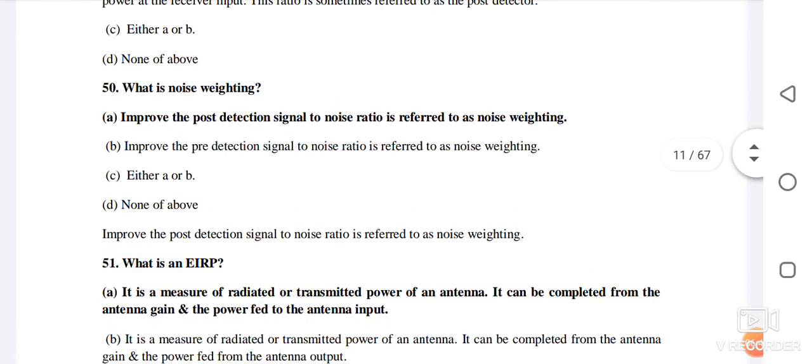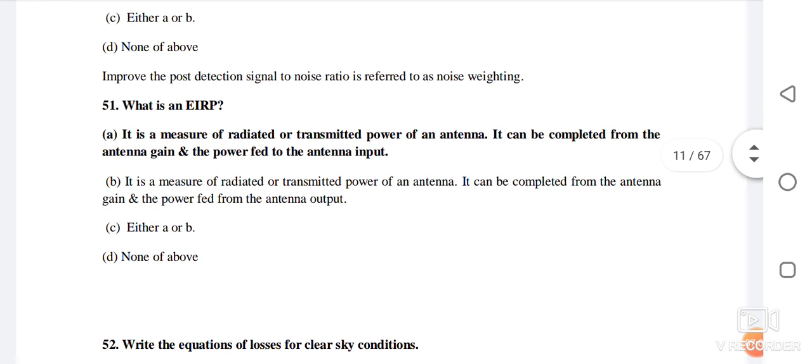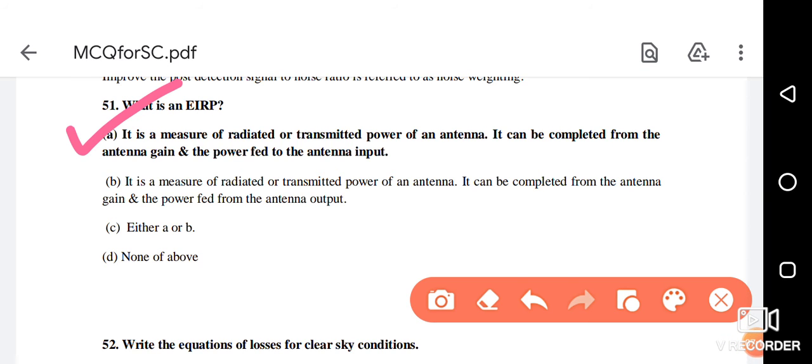Next question. What is noise weighting? Noise weighting improves the post detection signal to noise ratio. Sorry, weighting. Next question. What is EIRP? It's a very important question. It's a measure of the radiated power of an antenna. It can be computed from the antenna gain and the power fed to the antenna input. So the right answer is option A.